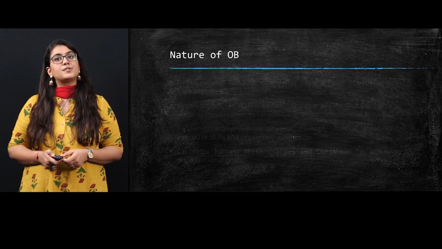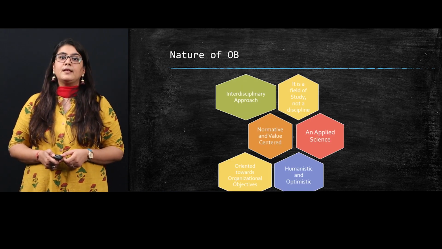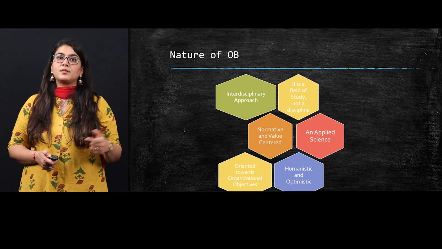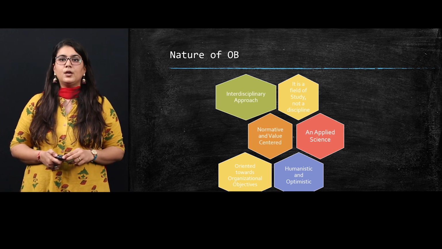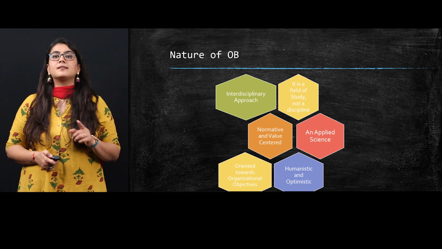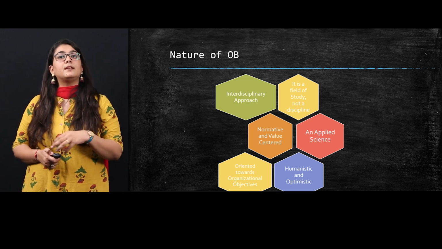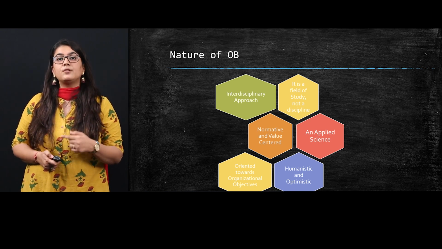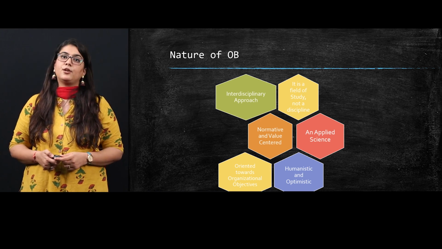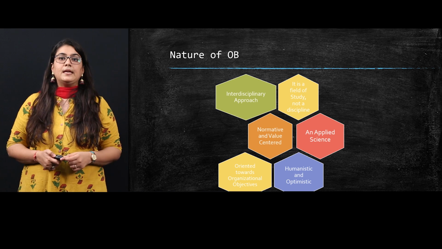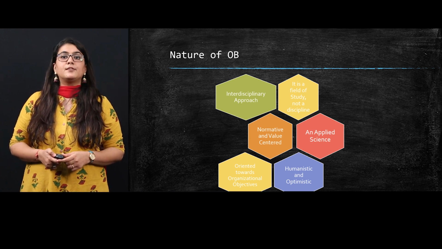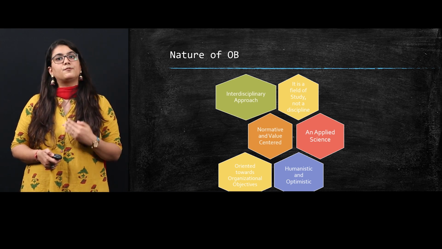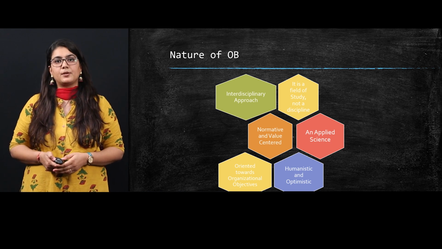With this, there are a few points which are included in the nature of organizational behavior. That is, it is an interdisciplinary approach which talks about individual, group and organization. It is not a field. It is a study. It is research. It is a study made on the employees. It is an applied science because research is included in the study of employee behavior. So it is a science. It is normative in nature. It is humanistic and optimistic because it is only for the humans. It is for employees. It is for people. It is humanistic in nature.